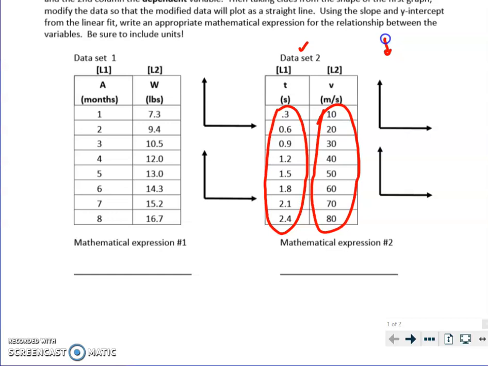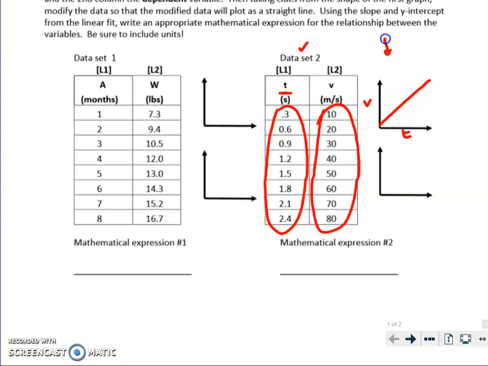But first we have to label our axes. So if this is L1, that means time is here, t, and then v is here. So make sure that your axes are labeled. If you plotted the data correctly, okay, you should have a line that looks like that. So I'd want you to sketch that. And that's what our goal is, to ultimately make an equation from a line.